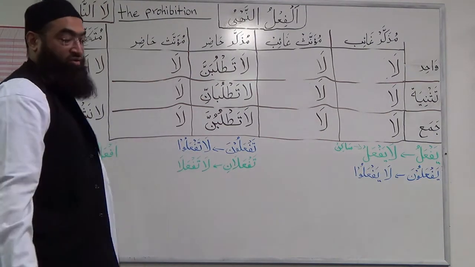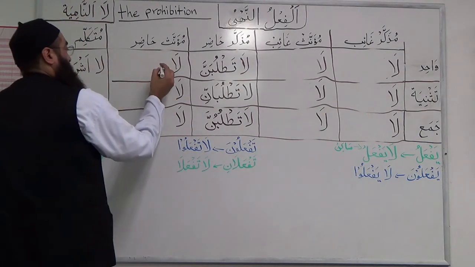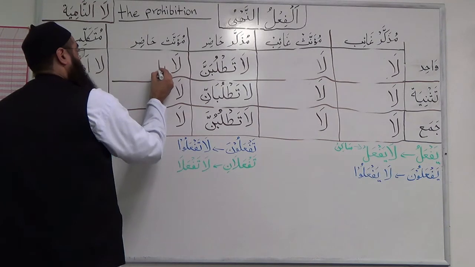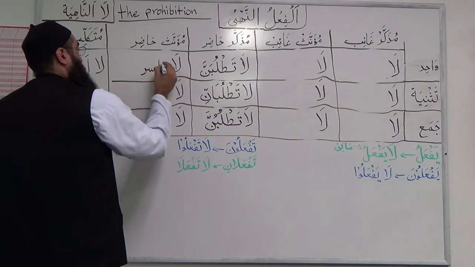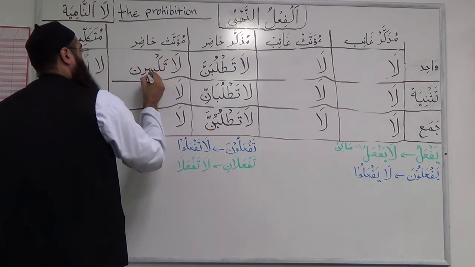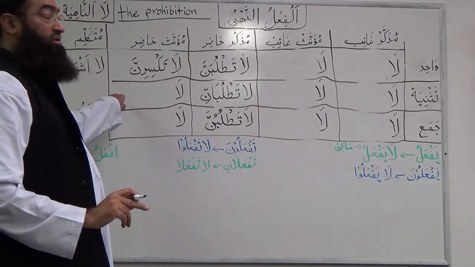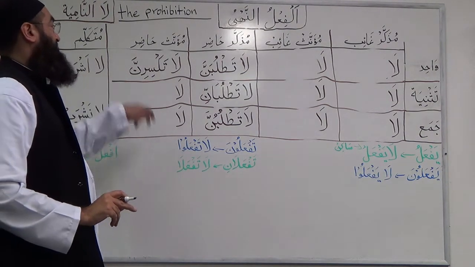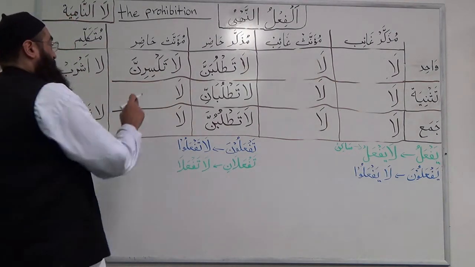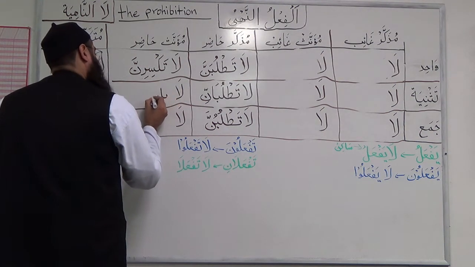Alright, so let's use the word kasara yaksiru. You, one lady, should never ever break it. Should never break it. La taksirin. So there was a ya, taksirina. So the ya drops and it's left with taksirinna and then the la in the beginning. You two ladies should never break it. La taksirani, good.